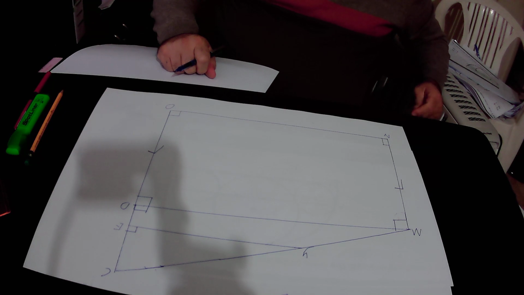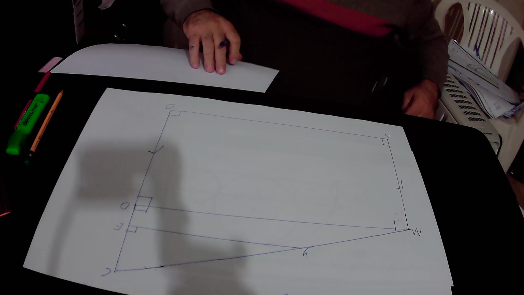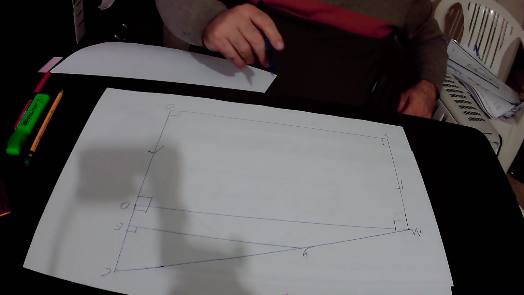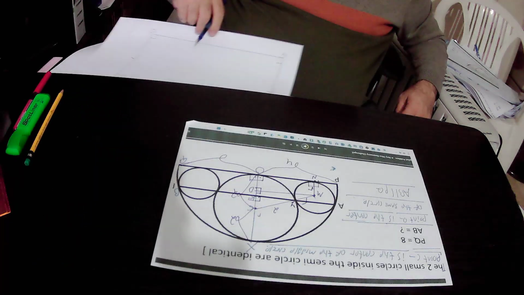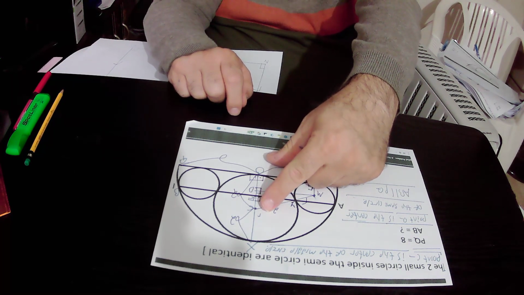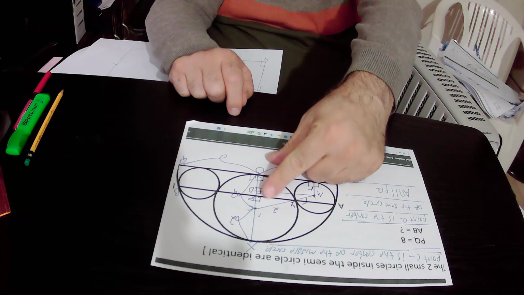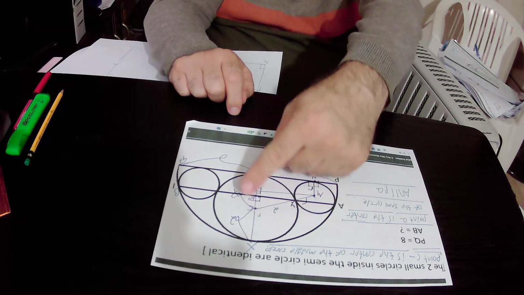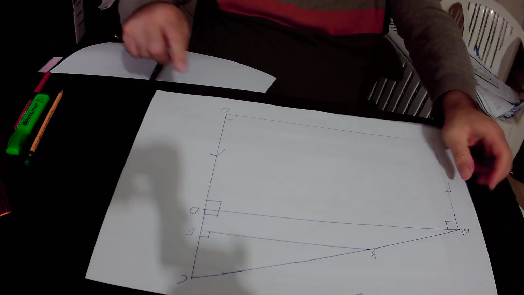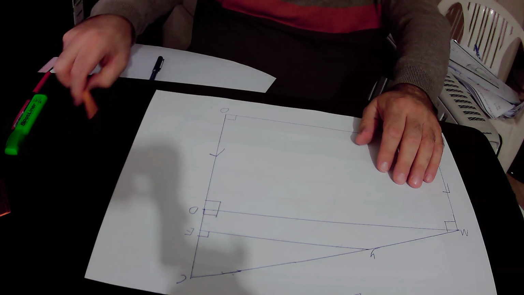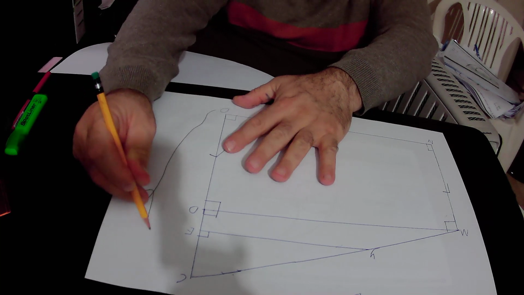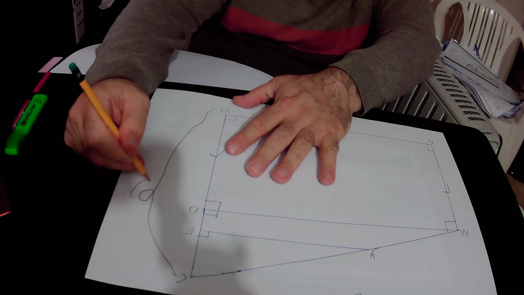And we also know that CO is the radius of the middle circle. This line segment CO is the radius of this middle circle. That is to say, it equals 2 units. So we write here that CO, the radius of the middle circle, equals 2 units. CO equals 2.